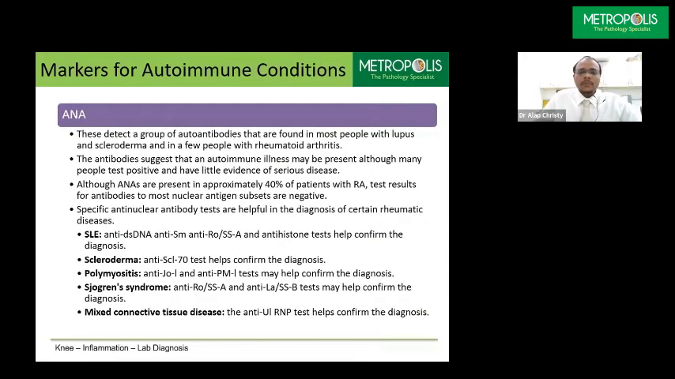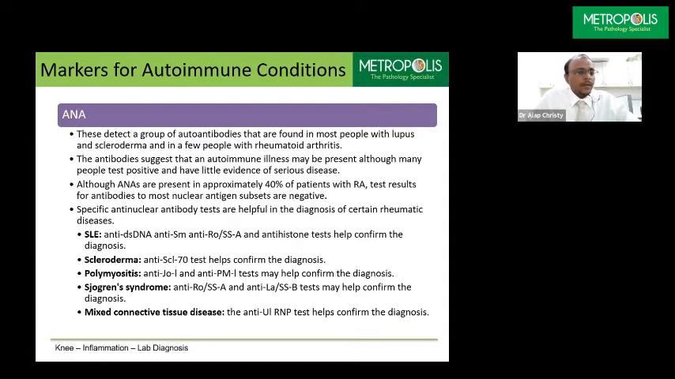Now let's talk about the ANA, the autoimmune conditions. The ANAs are basically a group of antibodies that are found in most of the people with lupus and scleroderma, and they are also found in few people with rheumatoid arthritis. These antibodies basically suggest that an autoimmune illness may be present, although many people test positive but have very little evidence of serious illness. So I would say that ANA is present in 40% of patients with RA. So as we talk about RA, we have to do RF, ANA, and CCP in conjunction. All these tests together will be able to give us a clearer picture.